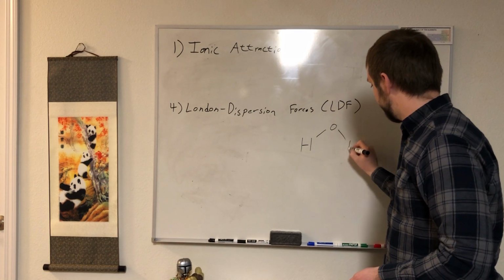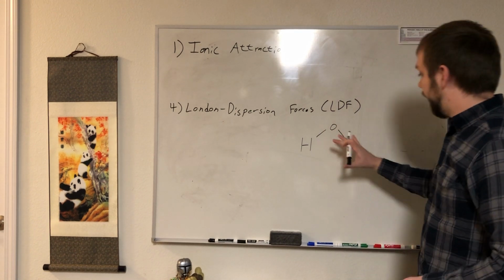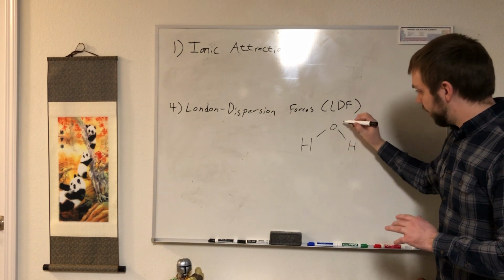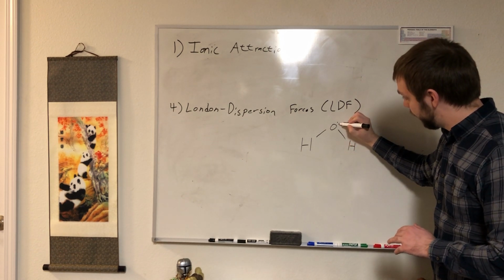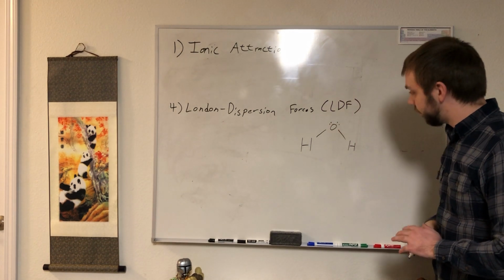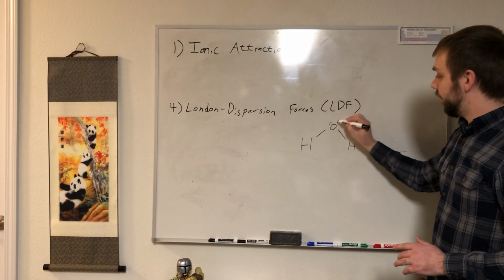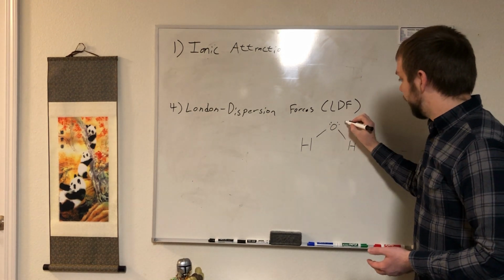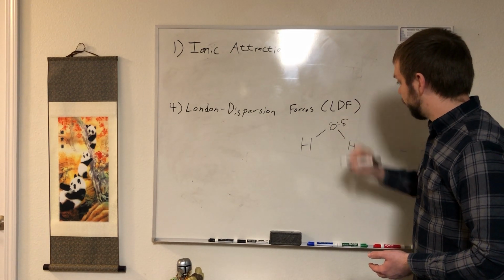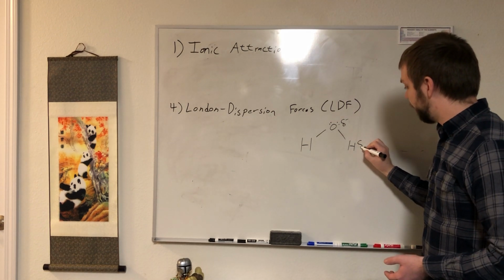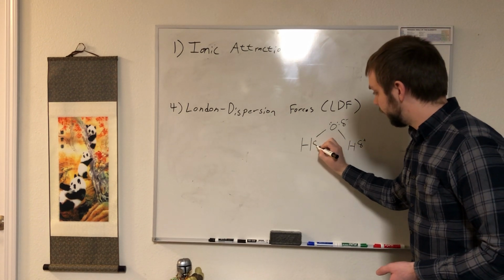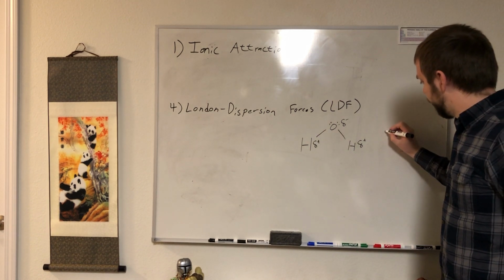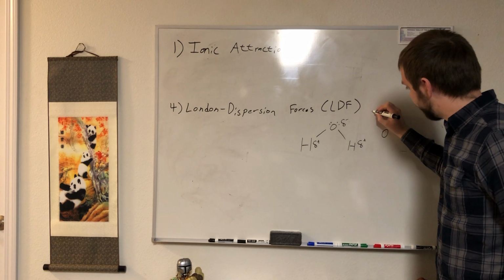H-O-H, right? And then you may or may not know this, but in water, there are 2 lone pairs of electrons on the oxygen. This oxygen is more electronegative than hydrogen. So as such, it'll have a partial negative charge, and the hydrogens will have a partial positive charge. So what happens if we put another molecule of water over here?